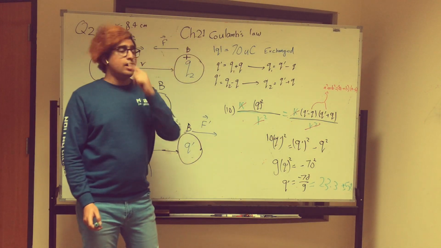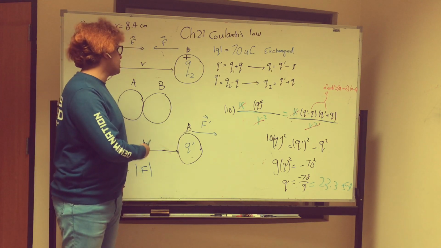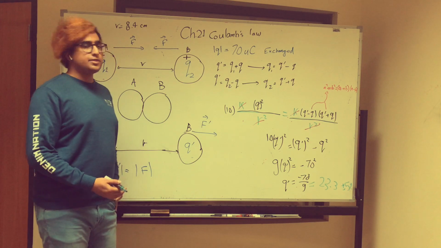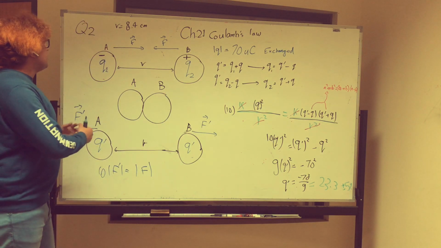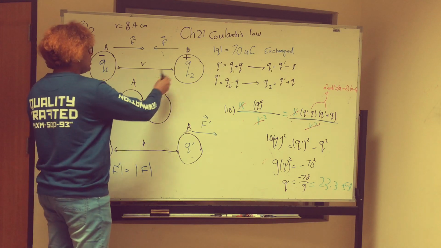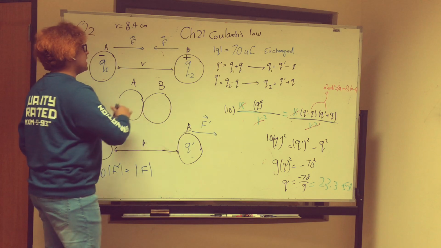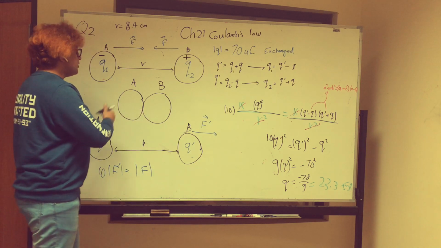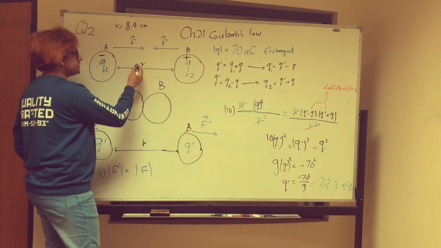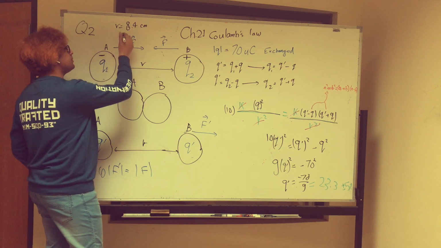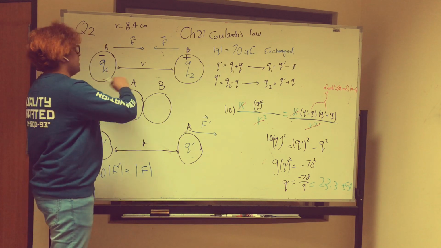Alright guys, so question number 2 is one of the most challenging questions I've ever seen from Professor Kunwar, and let's get going. It says in the question that we have 2 identical balls. So ball A and ball B have the same exact size. And we have some sort of separation between the balls. Let's call the separation R. So R is given in the problem, and it's 8.4 centimeters.